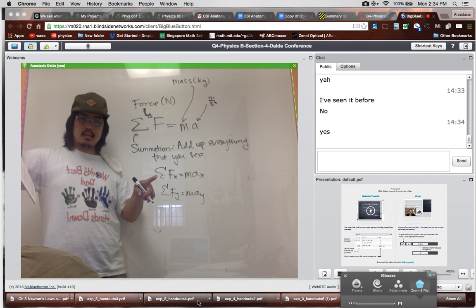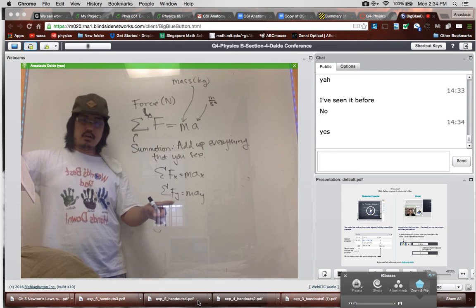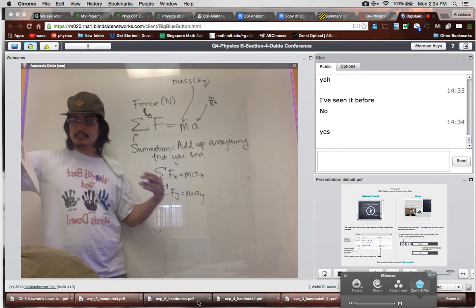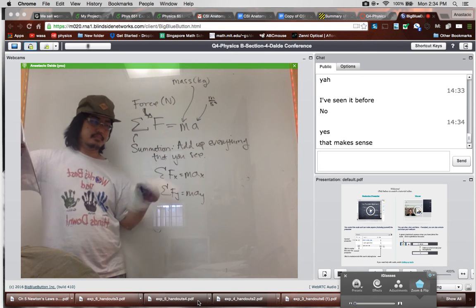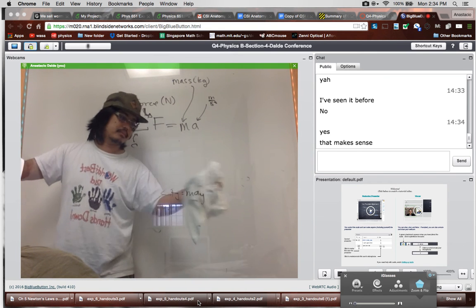All this is saying is find all of the forces that are going in the x direction and add them all up. And same with this one. Find all the forces that are going in the y direction and add them all up. Are we cool? All right. So let's try to apply this concept to other problems.